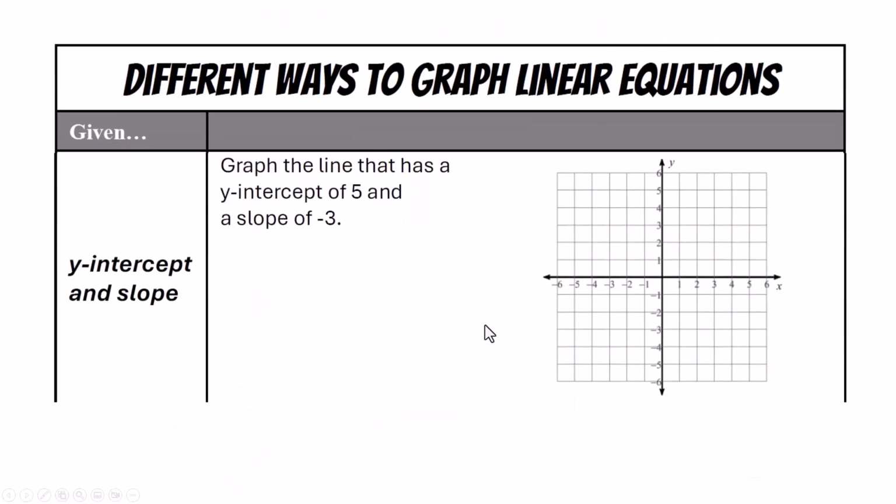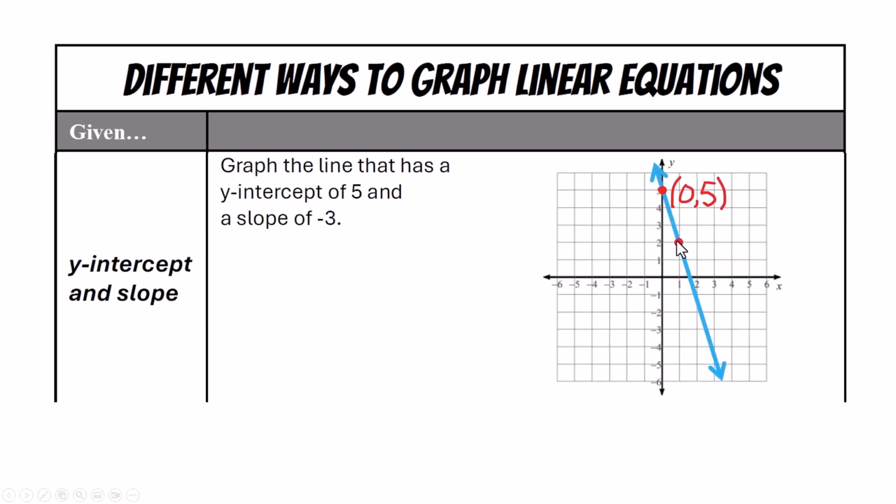Graph the line that has a y-intercept of 5 and a slope of -3. You have to understand what y-intercept means. Y-intercept is where the line is going to cross the y-axis, the one that's in the middle going up and down. If that point is at 5, you put a point there. The coordinates for that point are (0, 5). Now the slope of -3 means -3 over 1. That means we're going to go down 3 and over 1, and we find our second point.